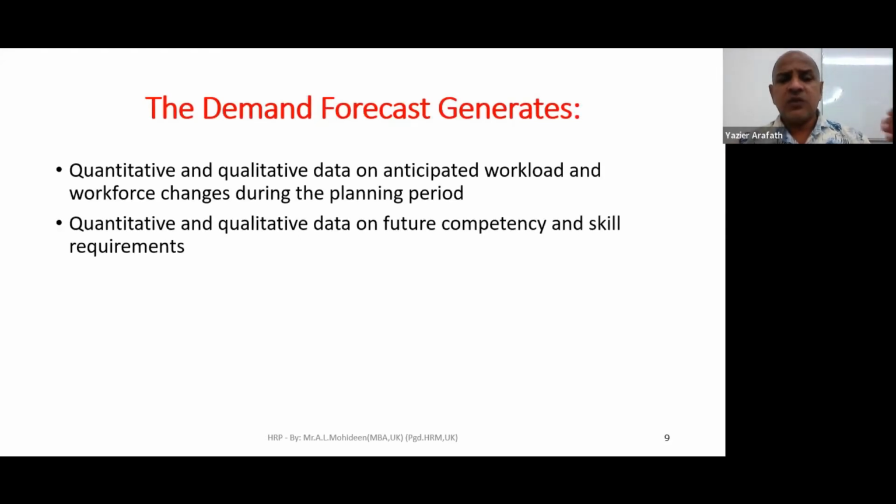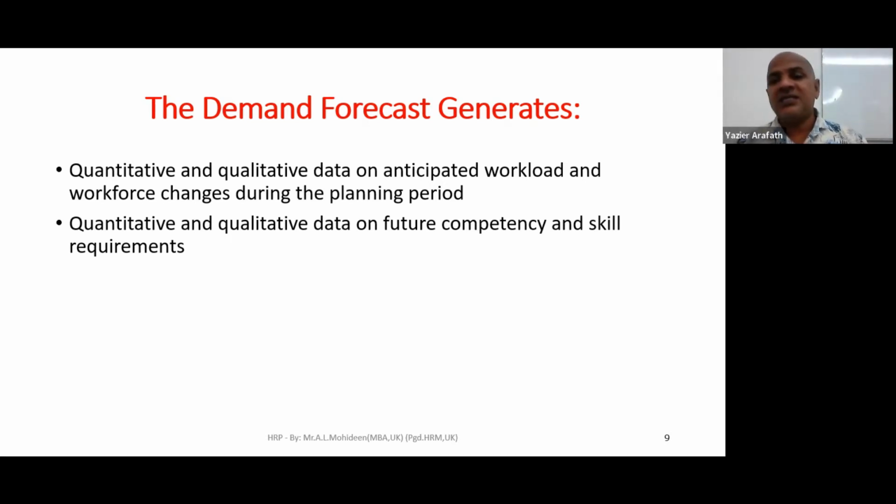Sometimes quantitative and qualitative data should be collected. The quantitative and qualitative data on future competency and skill requirements should be considered. So in the future, we need people with these competencies, and this data should be collected. The quantitative can be gathered, and the qualitative can be gathered through questionnaires, interviews, or sometimes in the appraisal session. We can understand how many people are performing well, underperforming, how many are going to be promoted, and how many are going to leave.